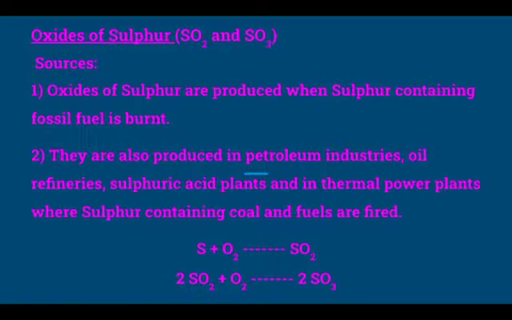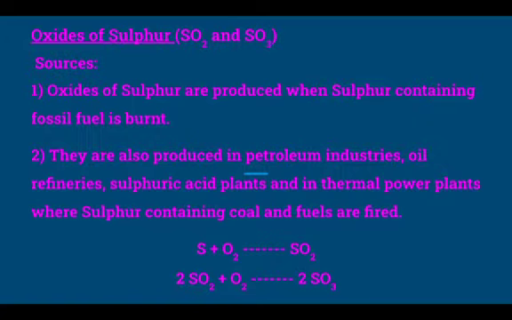Oxides of sulphur are produced when sulphur-containing fossil fuel is burnt. They are also produced in petroleum industries, oil refineries, sulfuric acid plants, and in thermal power plants when sulphur-containing coal and fuels are fired.